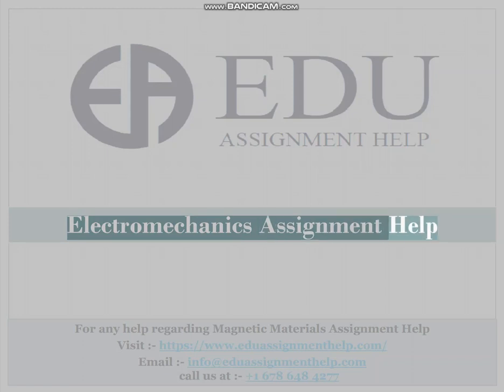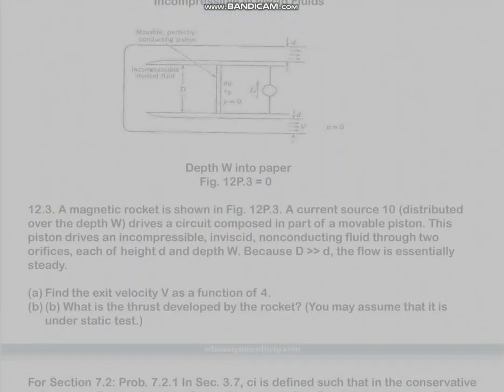Electromechanics Assignment Help. Incompressible, inviscid fluids. Depth W into paper, figure 12P.3. Problem 12.3: A magnetic rocket is shown in figure 12P.3. A current source I0, distributed over the depth W, drives a circuit composed in part of a movable piston. This piston drives an incompressible, inviscid, non-conducting fluid through two orifices, each of height d and depth W. Because d is small, the flow is essentially steady.